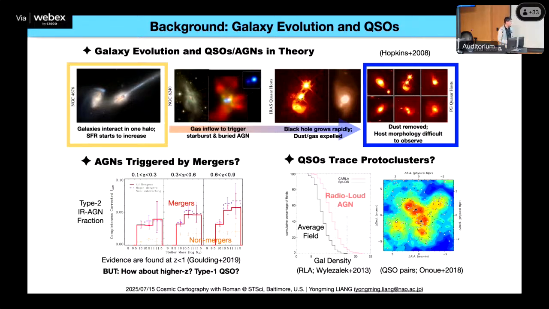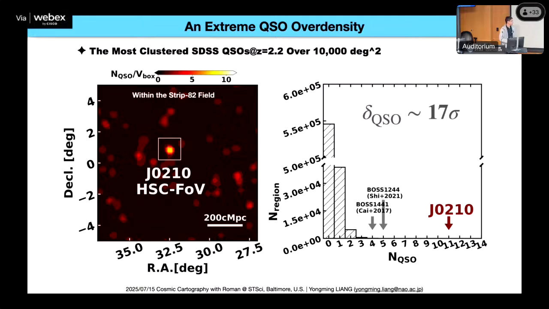And actually, we do have some suggestions. From the surroundings of radio-loud AGN, we do find the galaxy number density can be higher compared to the average field. Also, if we focus on quasar pairs, you will find that they seem to be more associated with surrounding galaxies, tracing protoclusters. So a natural question is, how about the more extreme cases, like quasar clusters? And that's what we tried to find in the past.